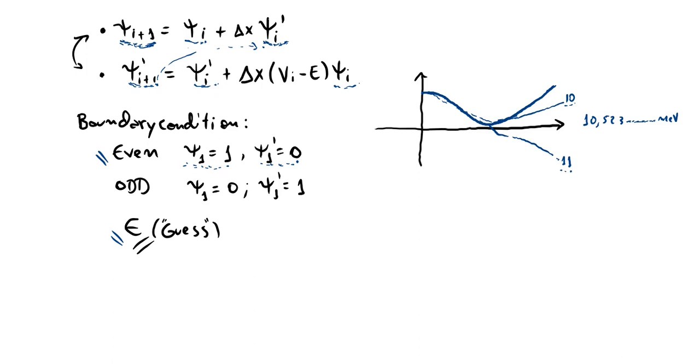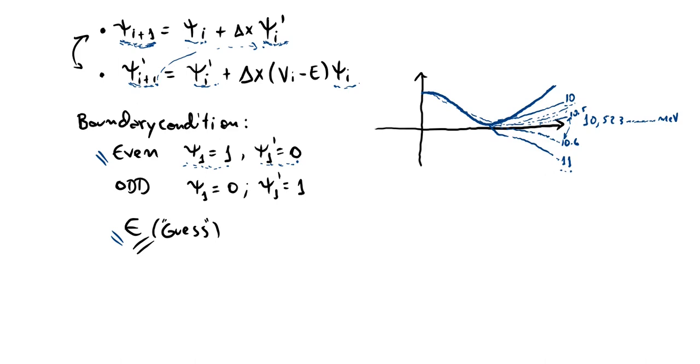So let's put one more number in your guesses. Let's say you don't try 10, you try 10.1. With 10.1, you'll find something like this. With 10.2, you'll find something like this. Then 10.3, 10.4, 10.5. Then you try 10.6, and it will go down to a negative value. So this tells you that your correct energy is between 10.5 and 10.6.